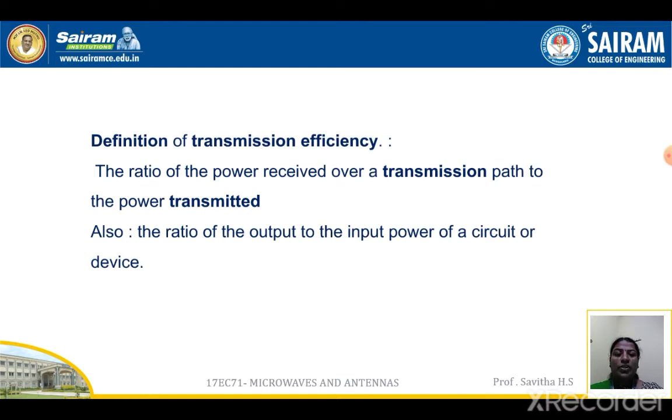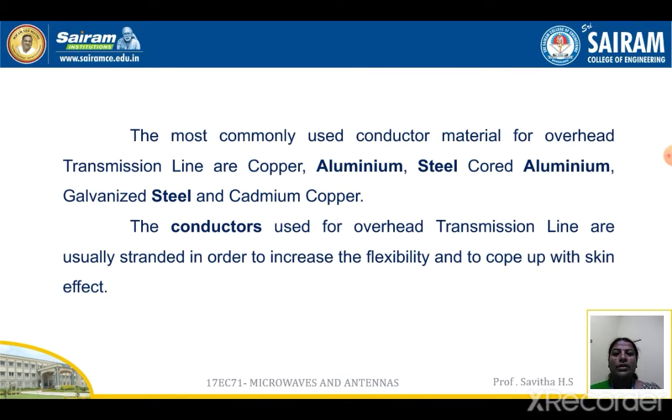As we know, the transmission line has two parts: one is the sending end, and the other is the receiving end, which is sometimes terminated by a load impedance. Sometimes we call one end the generator end and the other end the load end. The most commonly used conductor materials for overhead transmission lines are copper, aluminium, steel-cored aluminium, galvanized steel and cadmium copper. The conductors used for overhead transmission lines are usually stranded in order to increase the flexibility and to cope with the skin effect.